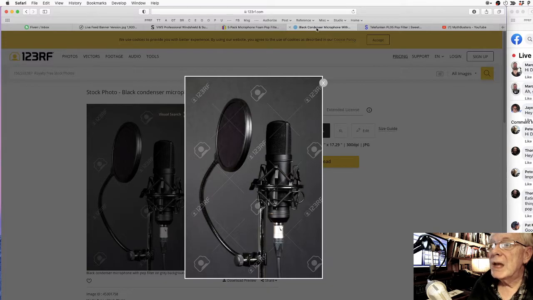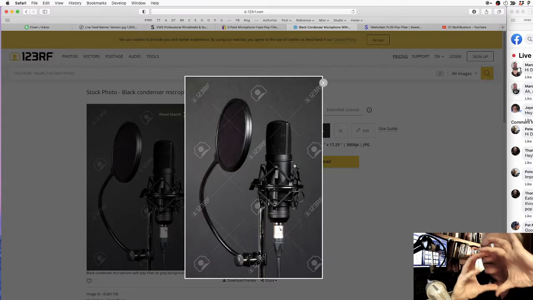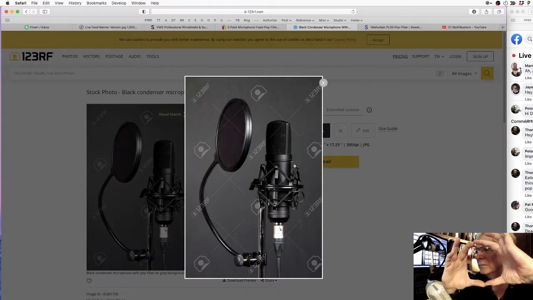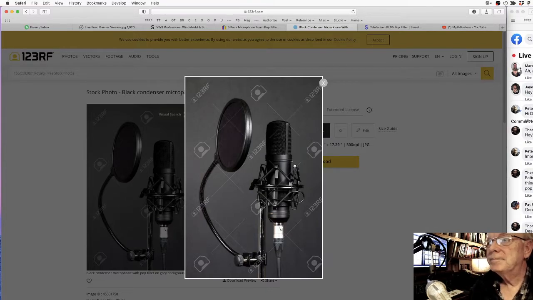Here's one that is used a lot in studios. I call that the lollipop. Okay, and it's big. I mean, consider the size of the mic. It's big. It's like this. It's the size of a pancake.